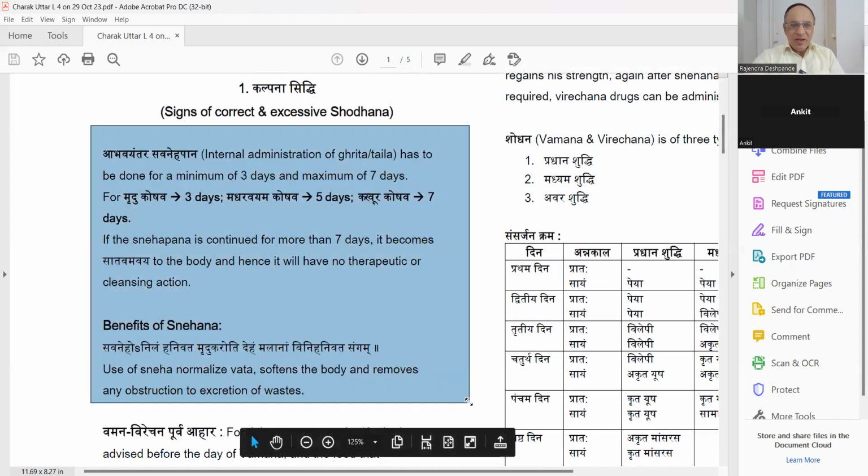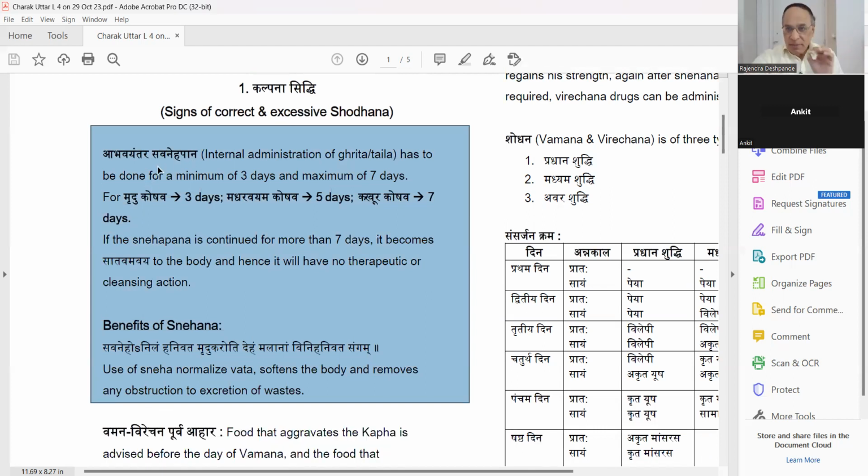Concentrate over here. Please write down in your notebook, Abhyantara Snehapanam. What does it mean? Internal administration of ghee, ghrita, or oil. Most of the time cow's ghee or medicated ghee, and sometimes sesame oil.